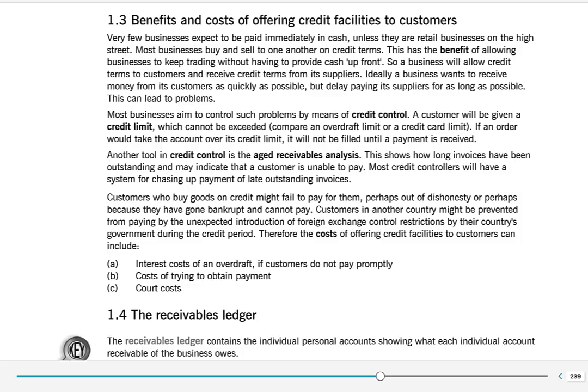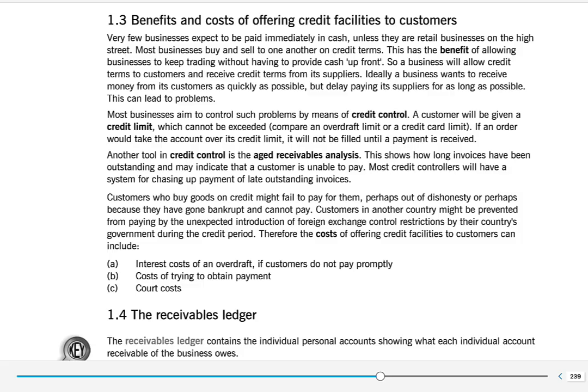Benefit 2. It helps customers manage their own cash flow. Customers often need time between buying goods and selling them on to their own customers. Credit gives them breathing space, so customers prefer suppliers who offer credit terms. Benefit 3. It supports business-to-business relationships and repeat orders. Credit terms can create long-term relationships. A customer who knows the business offers reliable credit terms may order regularly. That stabilizes sales for the business.